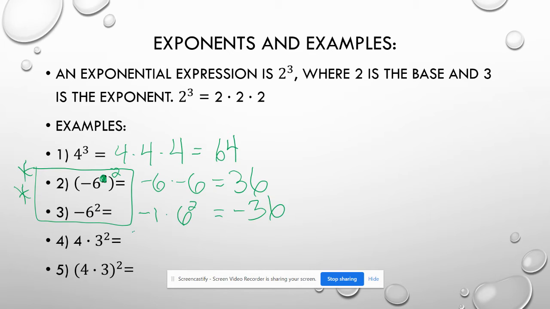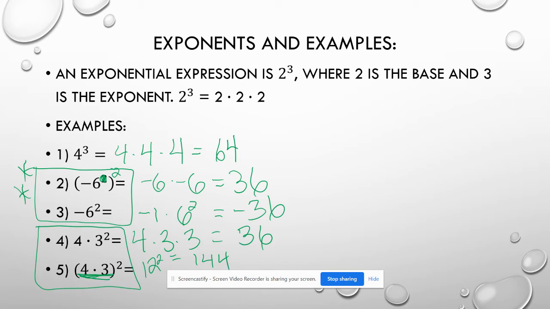Number 4. 4 times 3 squared is 4 times 3 times 3. 3 times 3 is 9. Times 4 is 36. Versus (4 times 3) squared with the parentheses. Remember, order of operations says first we have to take care of parentheses, then the exponent. So 4 times 3 is 12, and then 12 squared is 12 times 12, or 144.